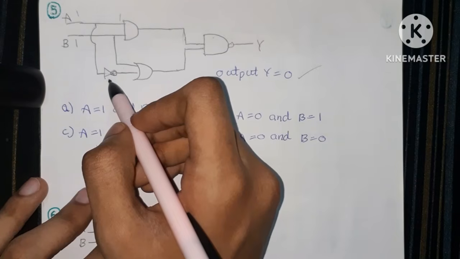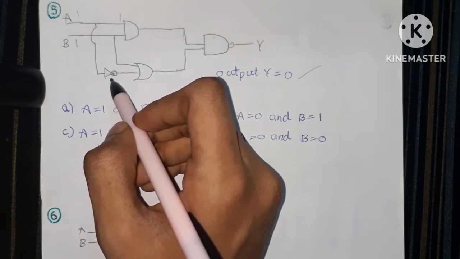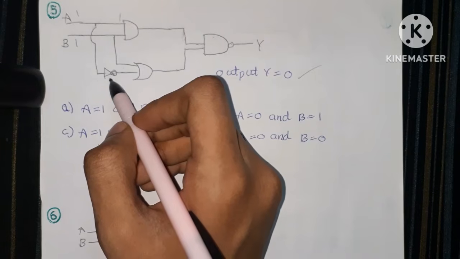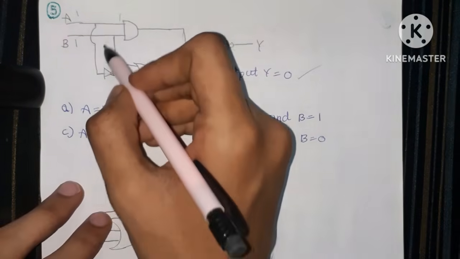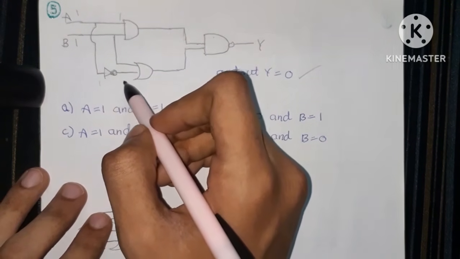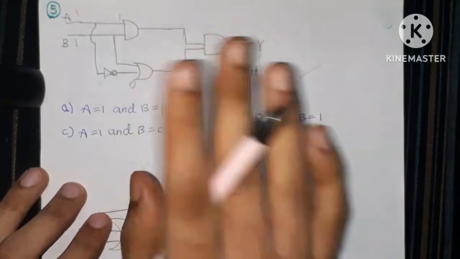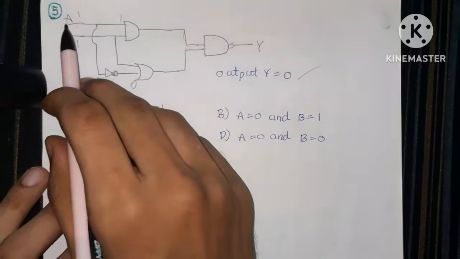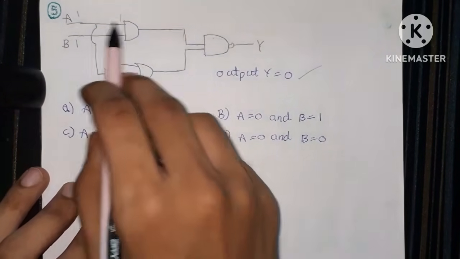Just imagine, if we give 1 to the NOT gate, the output will be 0. If we give input as 0 to the NOT gate, the output will be 1. If we are getting 1 here, then definitely we will get 0 up to here. Okay, it is sorted. We have cleared up to this A wire.